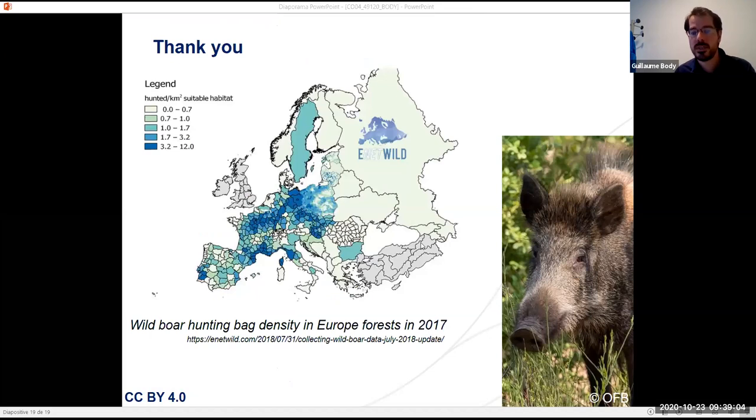So using this standard, we hope to propose you more of these results that correspond to the hunting bag statistic and the density of hunting bag statistic in European forests that aggregates maybe 100 different data sets. So I thank you very much.